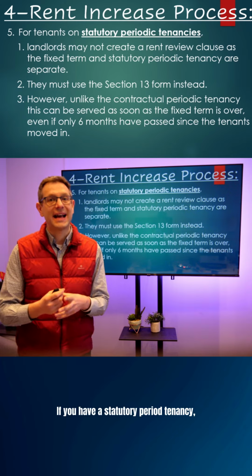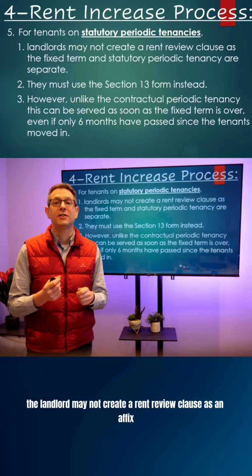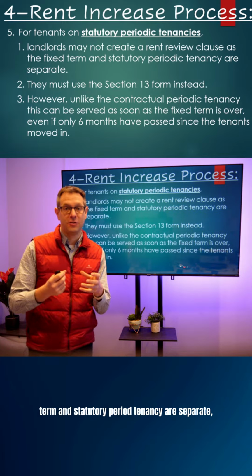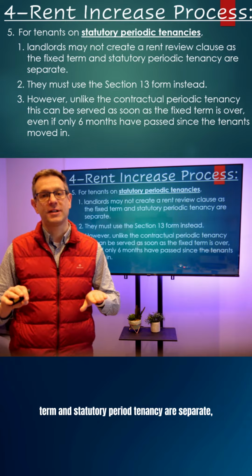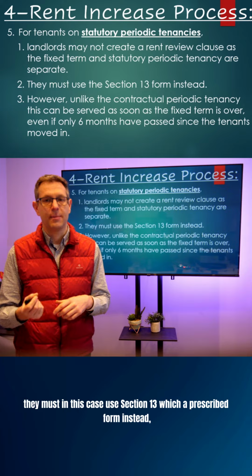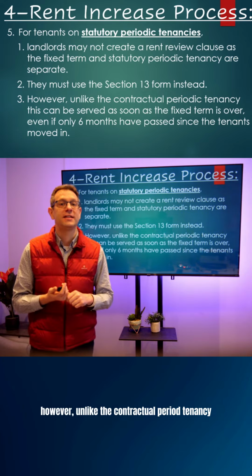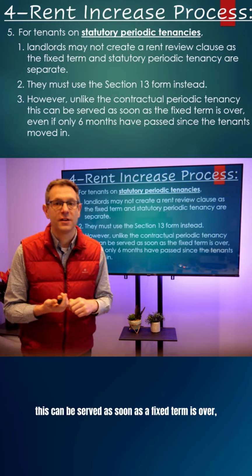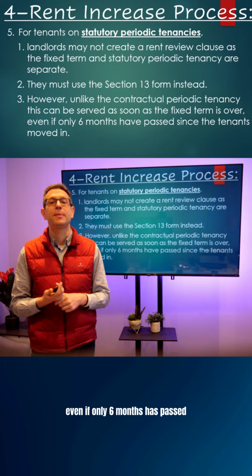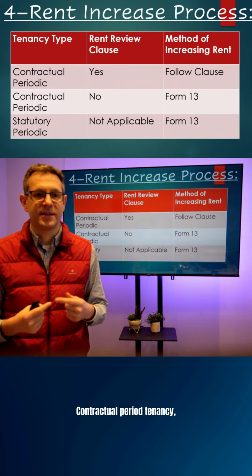So if you have a statutory periodic tenancy, the landlord may not create a rent review clause, and the fixed term and statutory periodic tenancy are separate. They must, in this case, use section 13, which is a prescribed form, instead. However, unlike the contractual periodic tenancy, this can be served as soon as the fixed term is over, even if only 6 months has passed since the tenant has moved in. So that can get quite involved, but here's a quick summary.